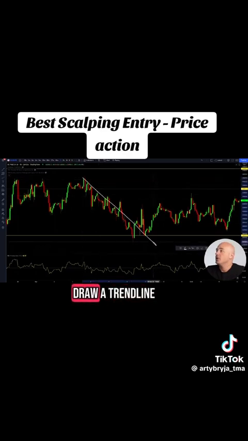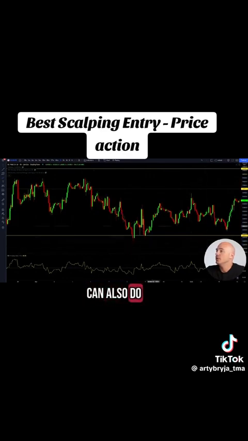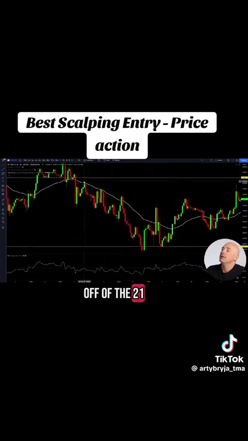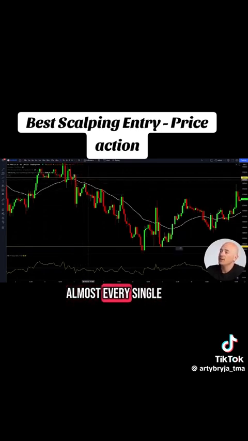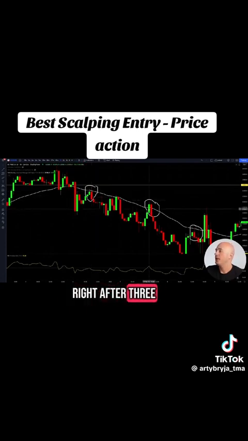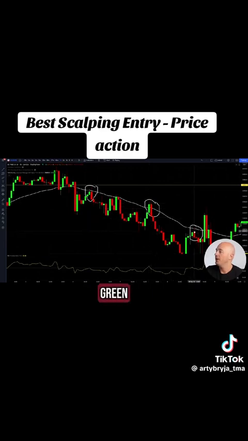You can either draw a trend line across this in any way that you want, or what you can also do is just stick up a 21 period moving average. The 21 is a good short-term trend, and you can see how many times it's rejected off of the 21. Now, zooming in, once price is trading below the 21, almost every single time that it rejected off of the 21, it was a three-line strike, meaning that there were 3 green candles and 1 engulfing red candle right after. 3 green, 1 red. 3 green, 1 red.